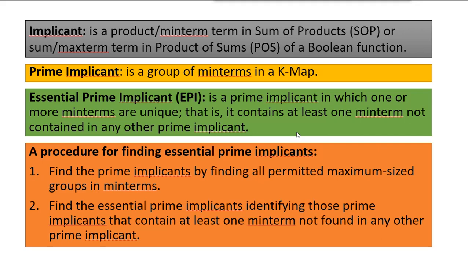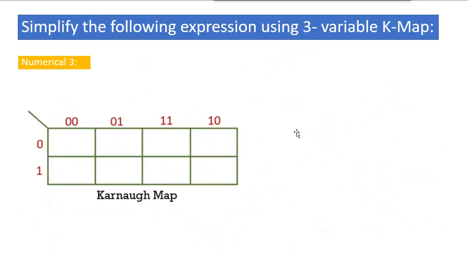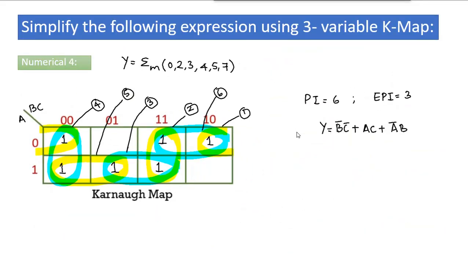So depending upon the grouping, because we have grouped here in such a way that we are trying to group all the minterms, but if we were not to group the yellow color ones, then we would have had at least these three groups which would contain the essential prime implicants.